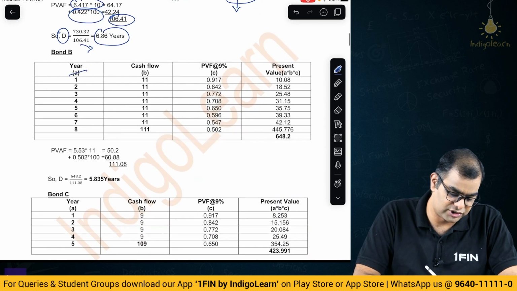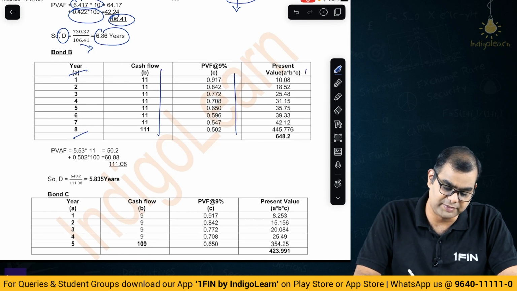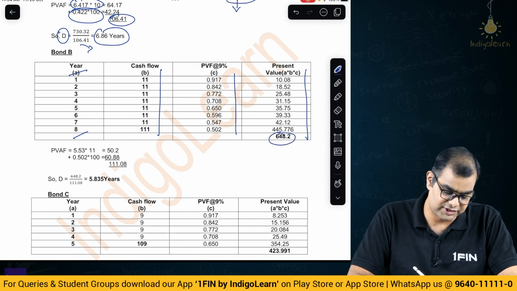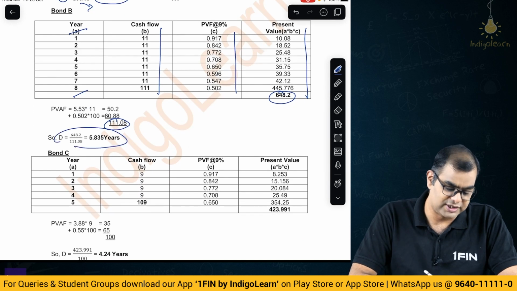Same way you compute the duration of bond B, where the cash flow is 11 per year, and the present value factor is at 9%. Then you compute the numerator part, which is 648, divided by the price of the bond, 111, and you get the duration as 5.835.